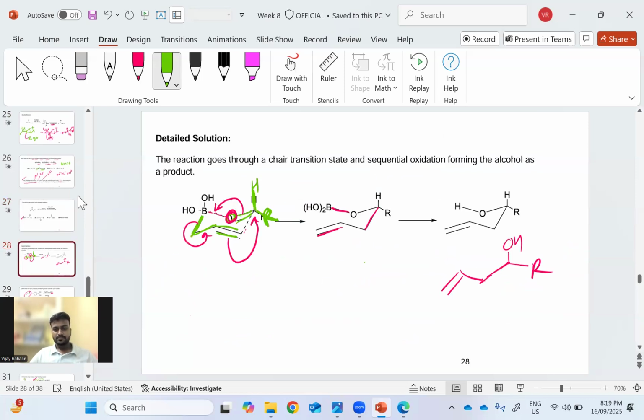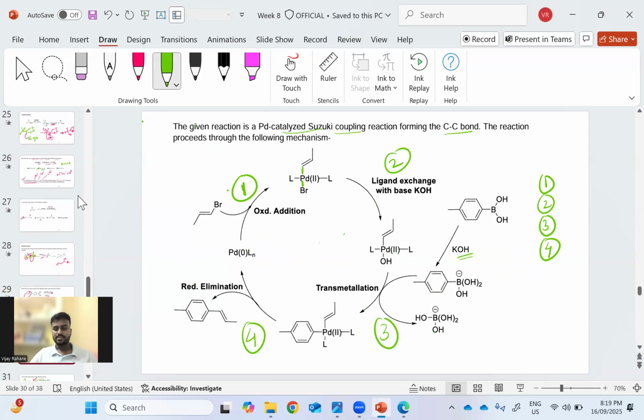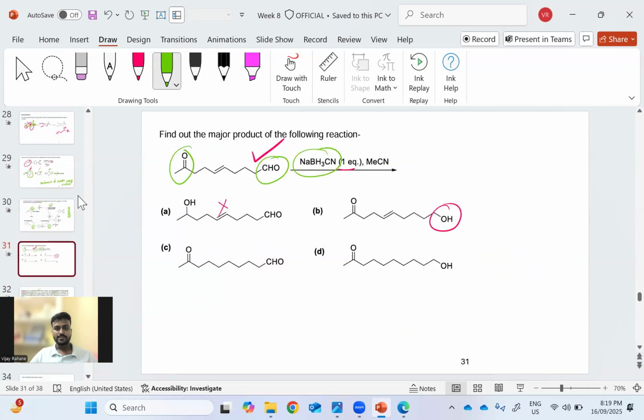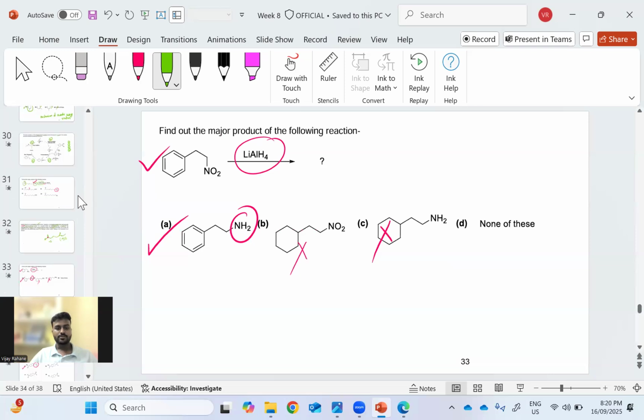Some questions based on the sequential reduction of this carbonyl group by using boronic acid that we have seen. Here, one example of the Suzuki coupling reaction is also covered with the mechanism. You can see here the reaction mechanism. You can note it down from this slide. And some questions based on the reduction of the nitro group and so on.